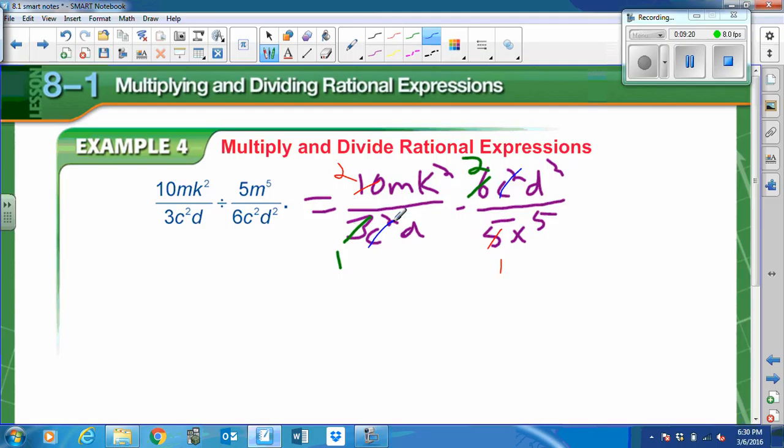I have a d squared over d, so this is just going to become d, and that one's going to go away. And I have x to the 5th, and I don't have any m's or k's or anything else. So I look at what I have left, and I have 2 times 2 in my numerator, so that's going to be 4. And then I have d k squared m, over x to the 5th, which is the only thing I have left in the denominator.